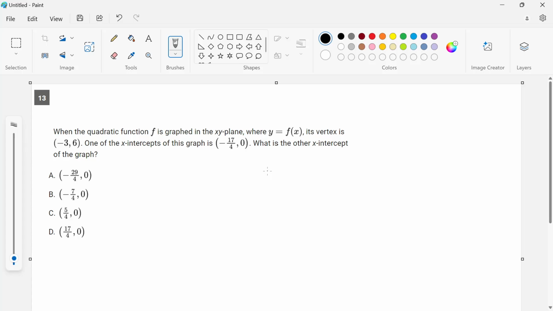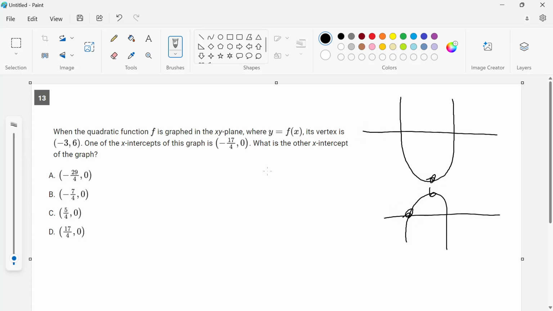Well, when there's a parabola, whether it's an upside down or right side up parabola, its vertex is halfway between the two x-intercepts. The x value of the vertex is the midpoint of the x values of the x-intercepts. What's the midpoint formula? x1 plus x2 over 2 equals x of the midpoint. So I've got x of the midpoint, negative 3.